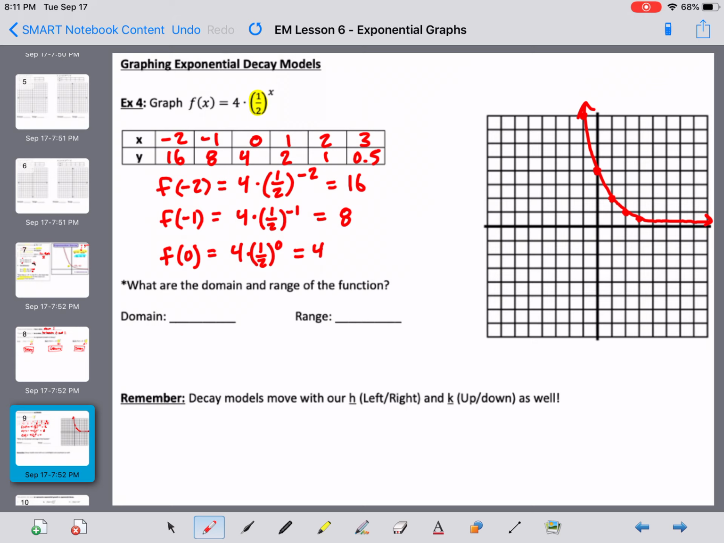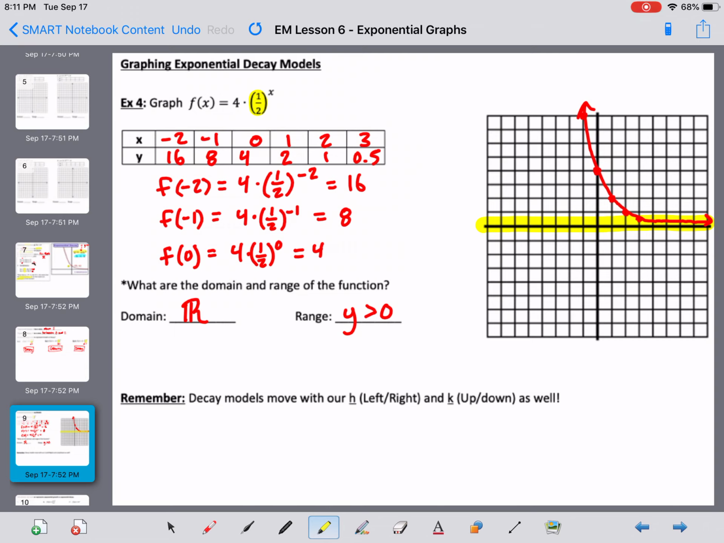We already talked about domain and range, but in this case, your domain is still all reals. Your range is bounded by this line where it's leveling off. So note that if you would shift this up or down, your range would change. But in this case, it's leveling off at 0, and it's above, so its y is greater than 0.